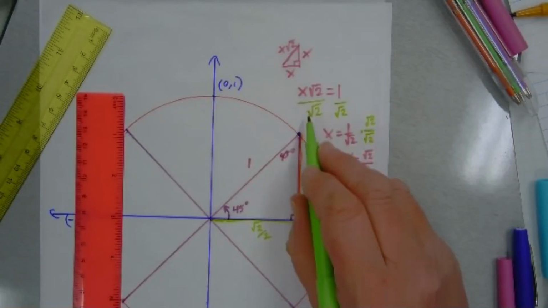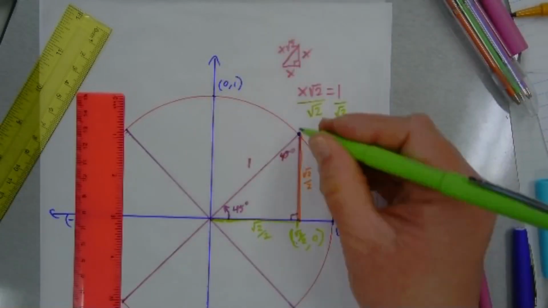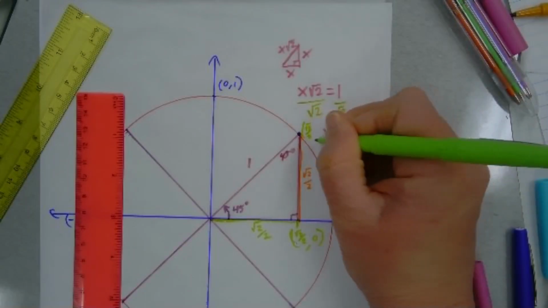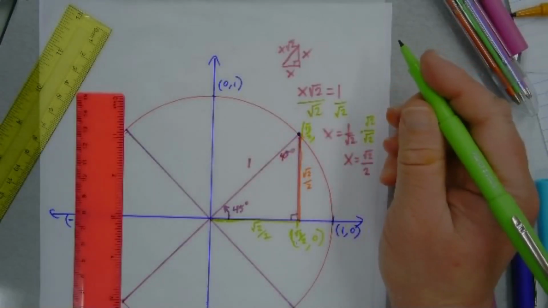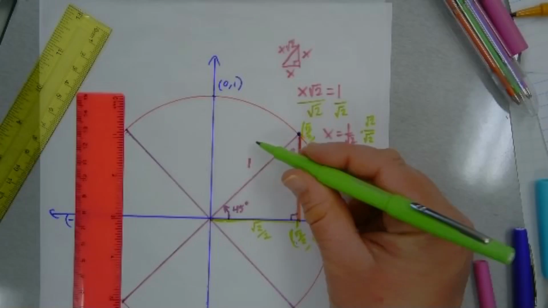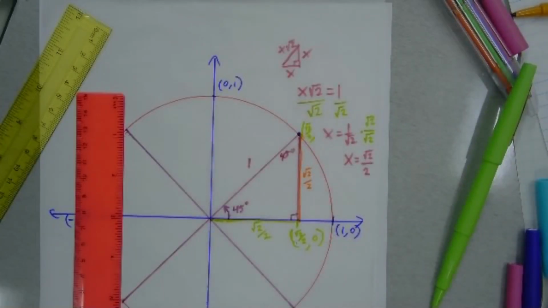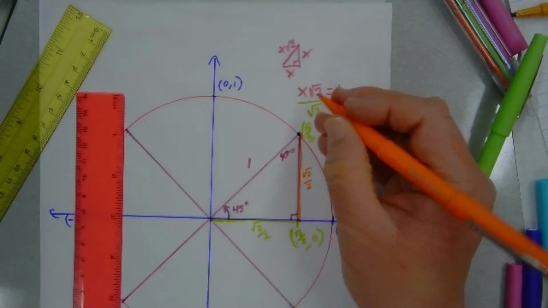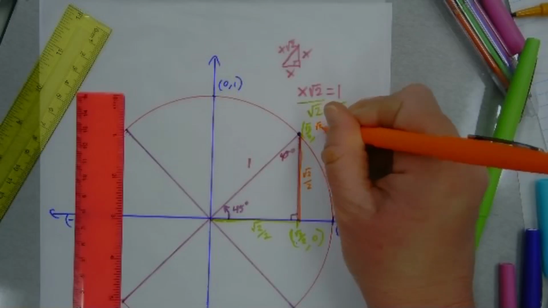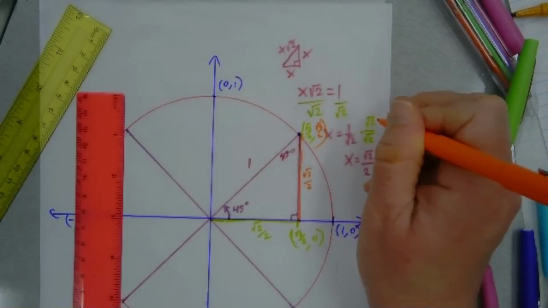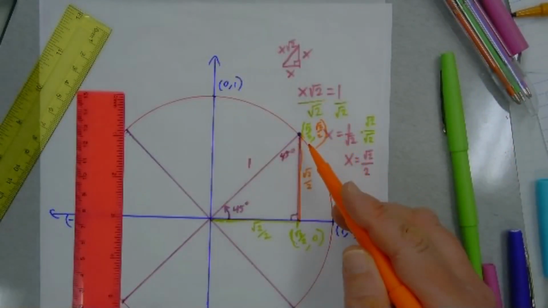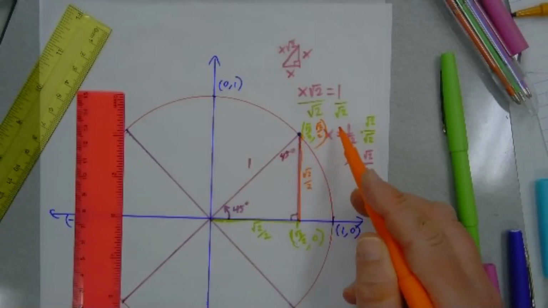Well, this one's straight up from that. It's perpendicular. So this has an x-coordinate of root 2 over 2. Similarly, this distance here went from 0, and we know it went up root 2 over 2 from 0. So this is also at root 2 over 2. So a 45-degree angle will have coordinates of root 2 over 2 for both.